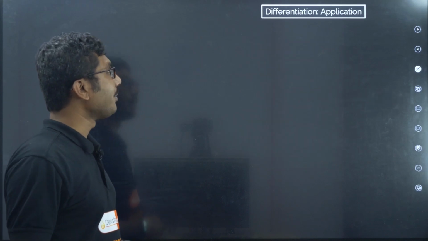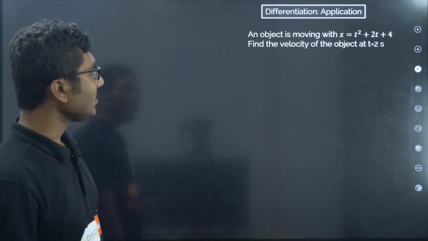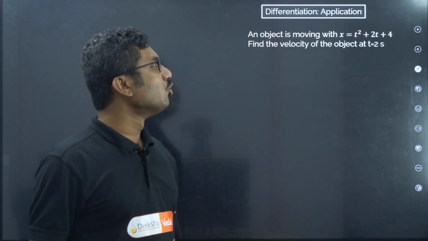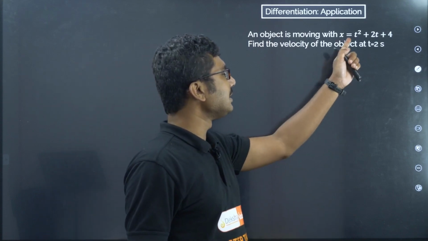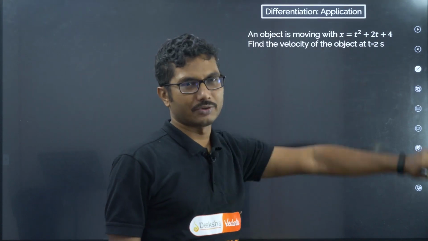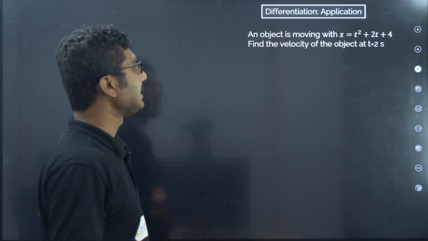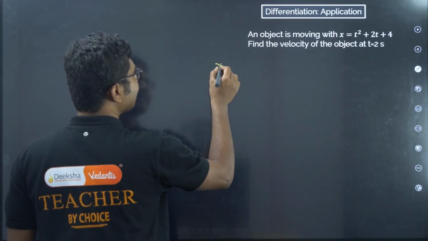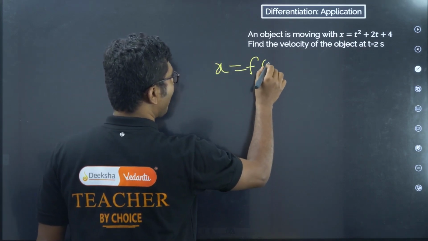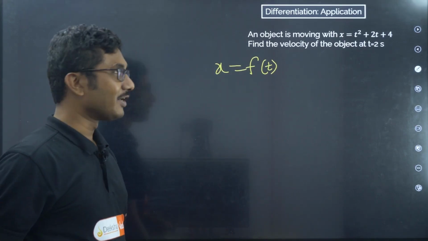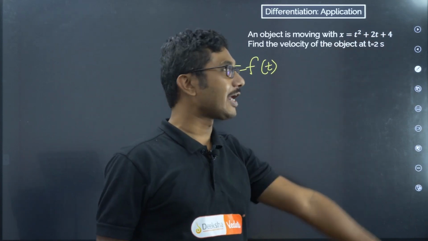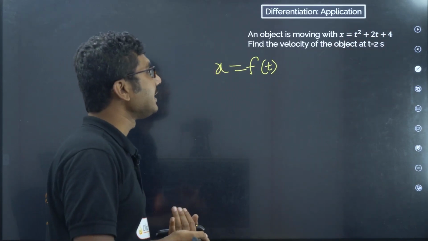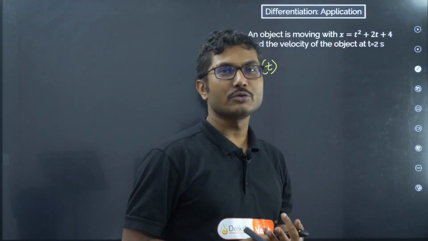Now let's look into some application. An object is moving with x equals t square plus 2t plus 4. Okay, this equation is given. So basically what is given? x as a function of time, right? I already told you what is a function. So basically it is given as a function of time. Now find the velocity of the object at t equals 2 seconds.